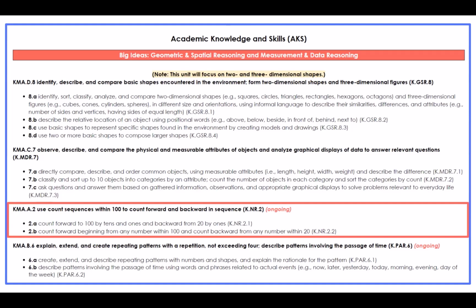In Unit 1, our focus was on counting forward from 0 to 10 and backwards from 10 to 0. In Unit 2, we built on this work and extended our count forward sequence to 50. In Unit 3, we started counting backwards from 20 and forward from any given number within 50. In Unit 4, our focus will be counting forward 0 to 100, and then for IOA 2B, we'll count backwards from any given number within 20. There are no specific lessons designated to this AKS in Unit 4. Instead, our work with AKS 2 will occur during activating strategies as we practice our rote counting through counting routines.